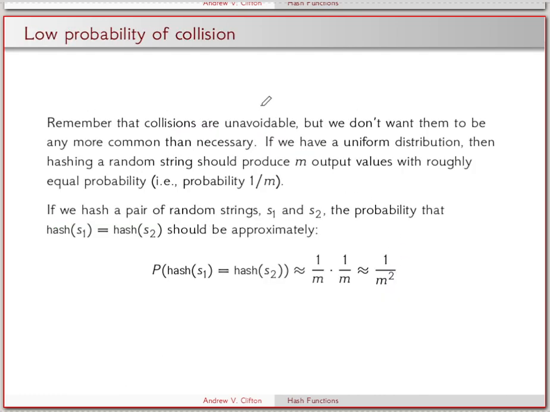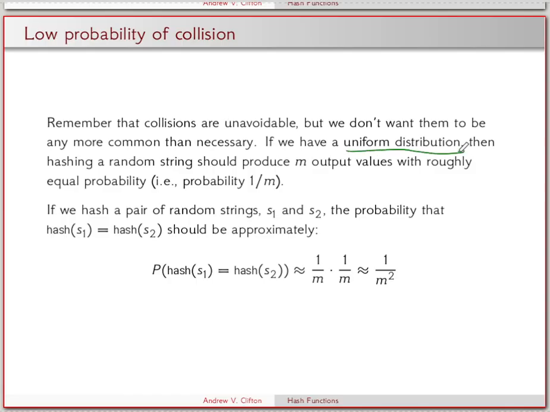And then finally, we want to have a low probability of collision. So again, collisions are unavoidable. The fact that we have collisions at all doesn't mean we screwed up or something like that. But we don't want them to be any more common than necessary.